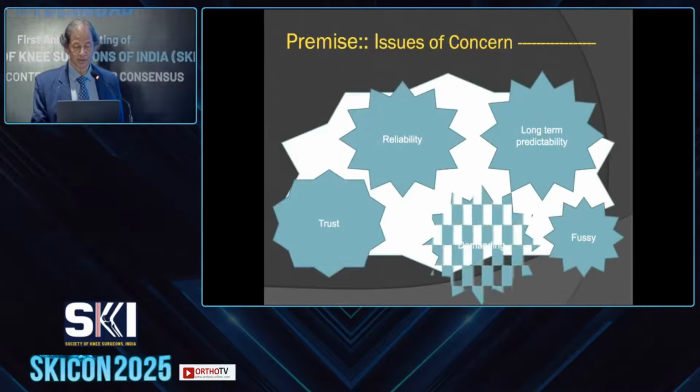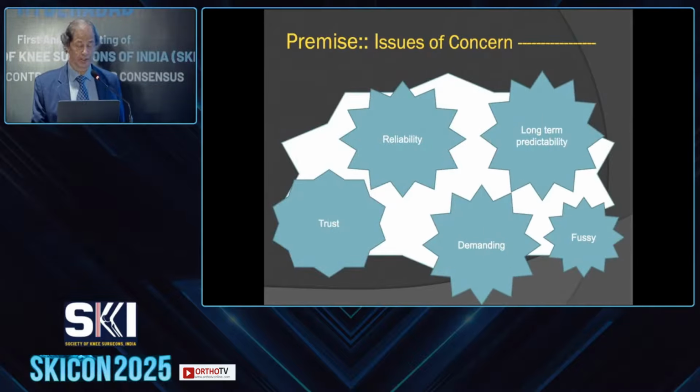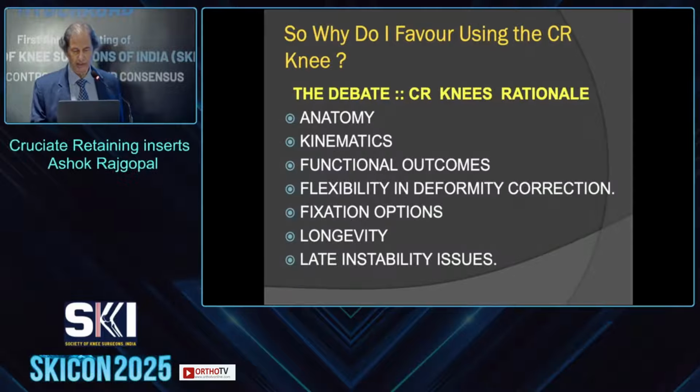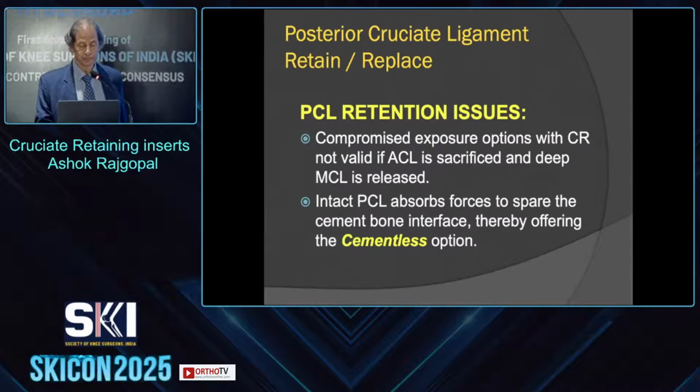So these are the premises, issues of concern, trust. Can you trust it? Reliable, long-term predictability. Some people say it's more demanding, and the surgeon has to be rather fussy about it. So why do I favor this cruciate retaining? Let's look at the CR rationale: anatomy, kinematics, functional outcomes, flexibility, and deformity corrections. Traditionally, it was believed that PS was the go-to option for severe deformities. What are the fixation options, longevity, and late instability issues?